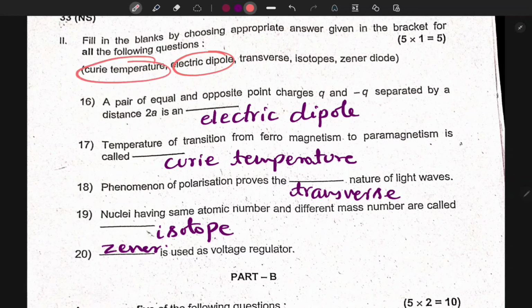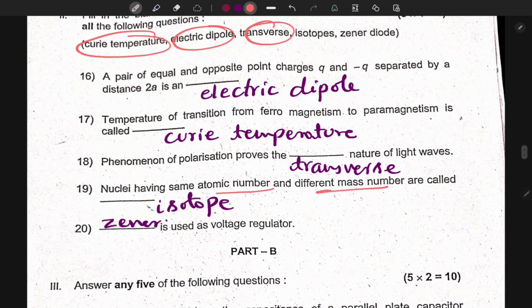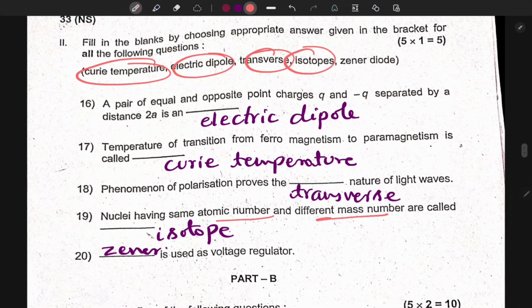Okay, so this is done. Next, phenomenon of polarization proves the transverse nature of light waves. Then nuclei having same atomic number, different mass number, are isotopes. We have two more, isotones and isobars. Then last question, that is 20th question: dash is used as voltage regulator, Zener diode.